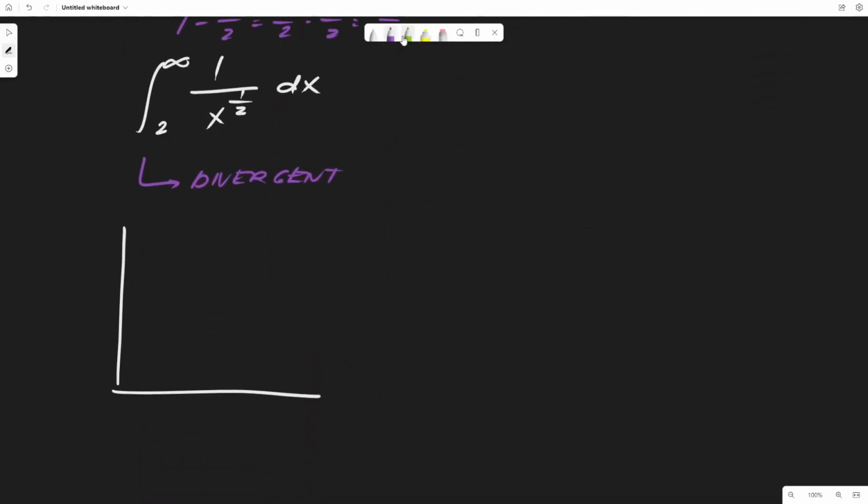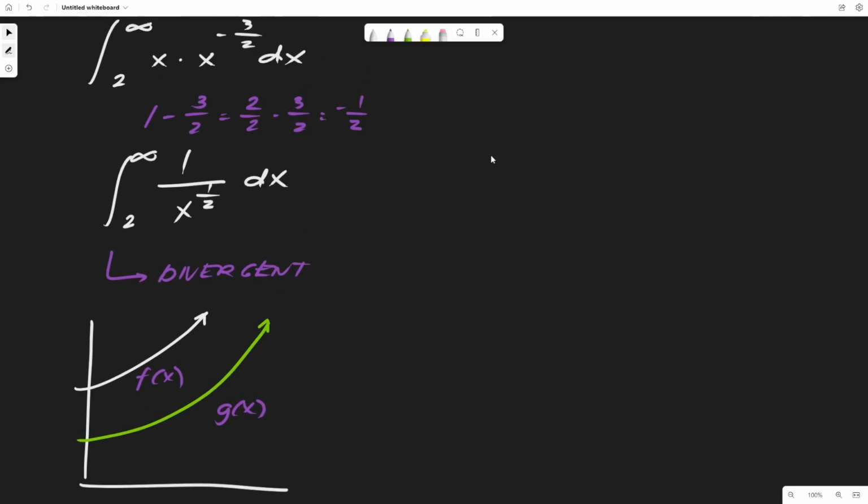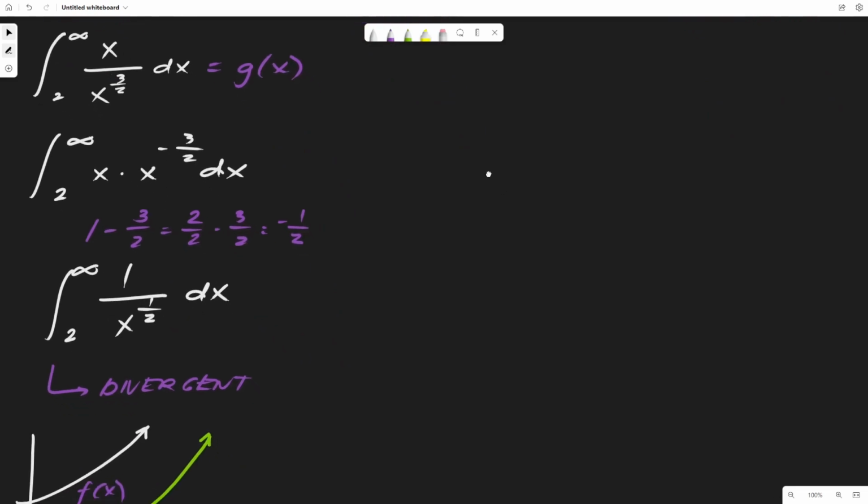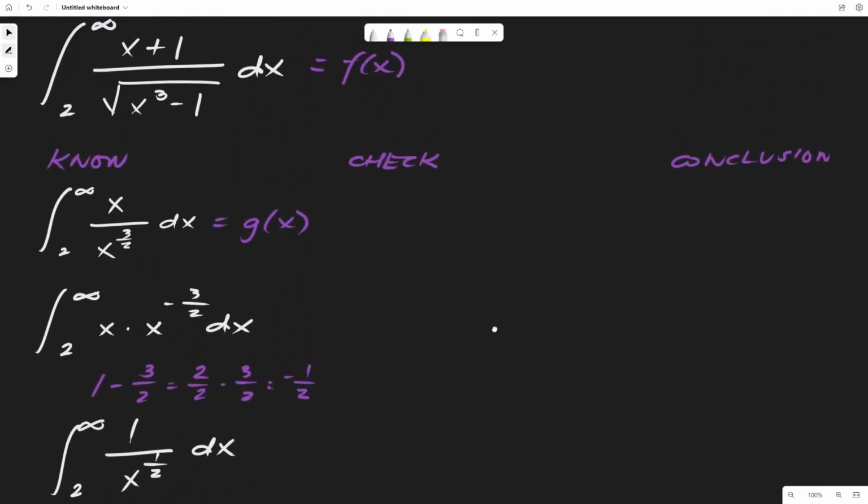So, the value we got for g of x is divergent. If g of x is divergent, it leads to infinity. Most likely, our f of x will also be divergent, because the value of f of x is still larger than g of x. So, how do we test that? In the check. Here, we compare our two functions, f of x and g of x.